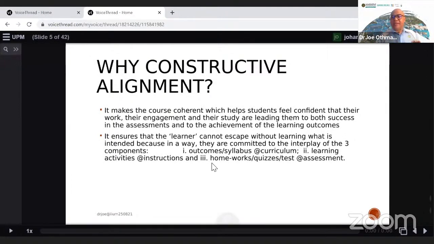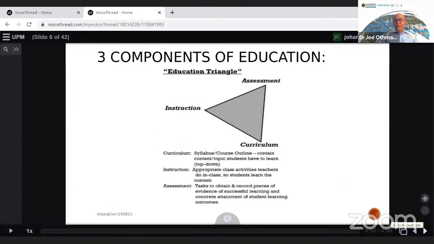I think that's quite clear. So how do we look at these 3 components? That's how we look at it. It is curriculum, then it is instruction, then it is assessment. But mind you, it's not only that way. It doesn't have to start with curriculum, instruction, and assessment. It could also be curriculum. You look at the curriculum, then you plan the assessment, then you create learning activities. So it is very fluid.